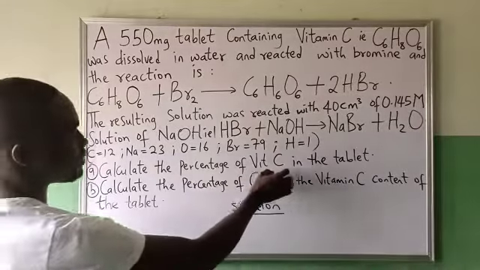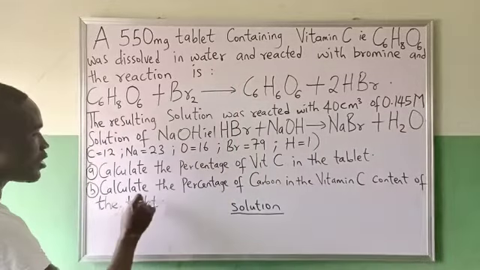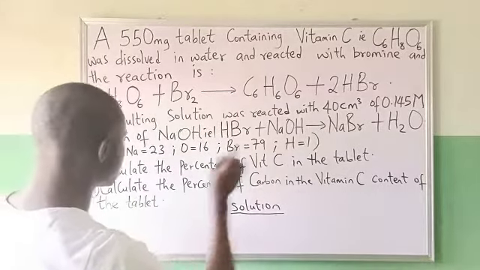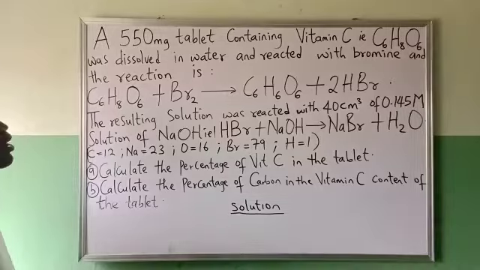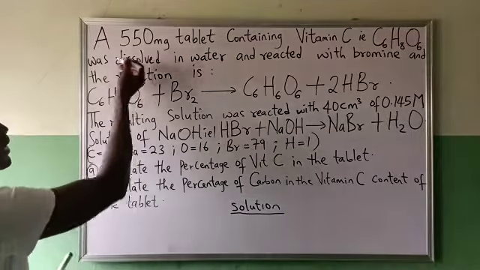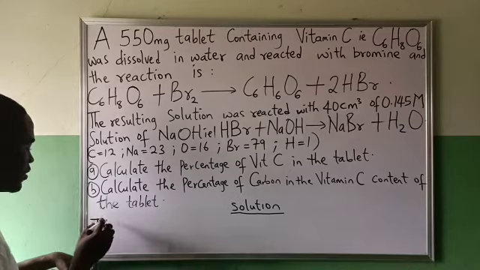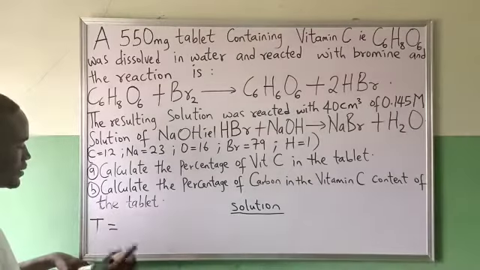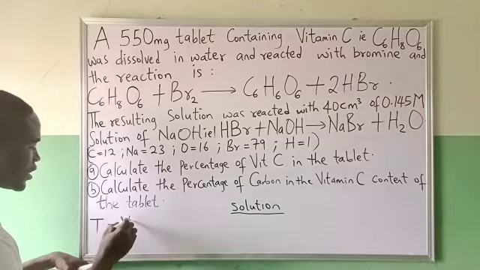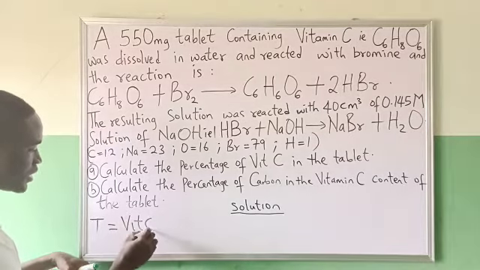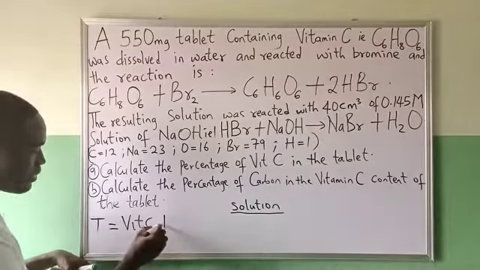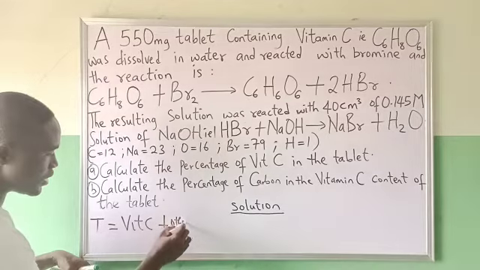Calculate the percentage of vitamin C in the tablet. Calculate the percentage of carbon in the vitamin C content of the tablet. Now, they say the tablet contains vitamin C. That is possibly to be called a vitamin C tablet. So, since they say it contains vitamin C, vitamin C is inside the tablet plus other ingredients.